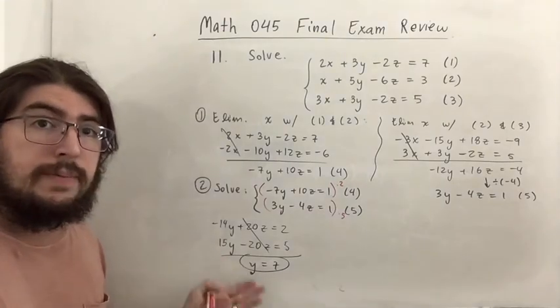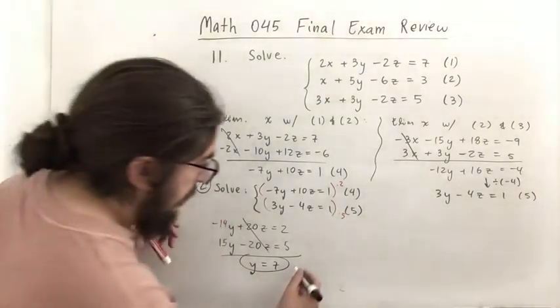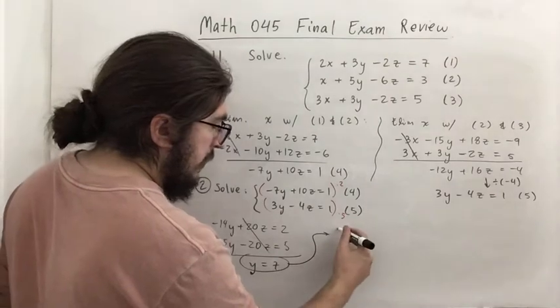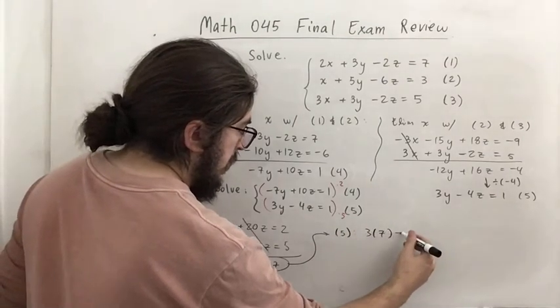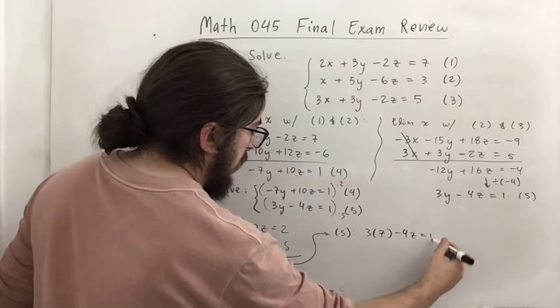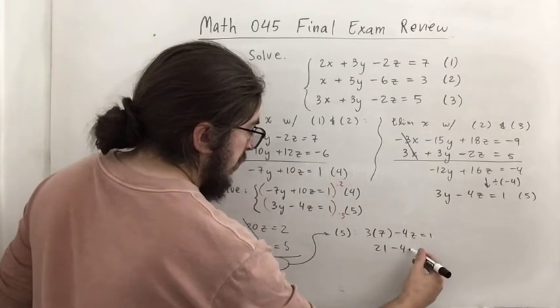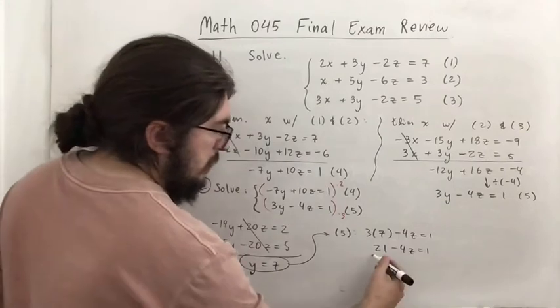So now what we do, we plug it back into one of these equations to get z. I'm going to plug it back into equation 5, let's say. So we get 3 times y, which is 7, minus 4z is equal to 1. So it's 21 minus 4z is equal to 1. Subtract that 21.